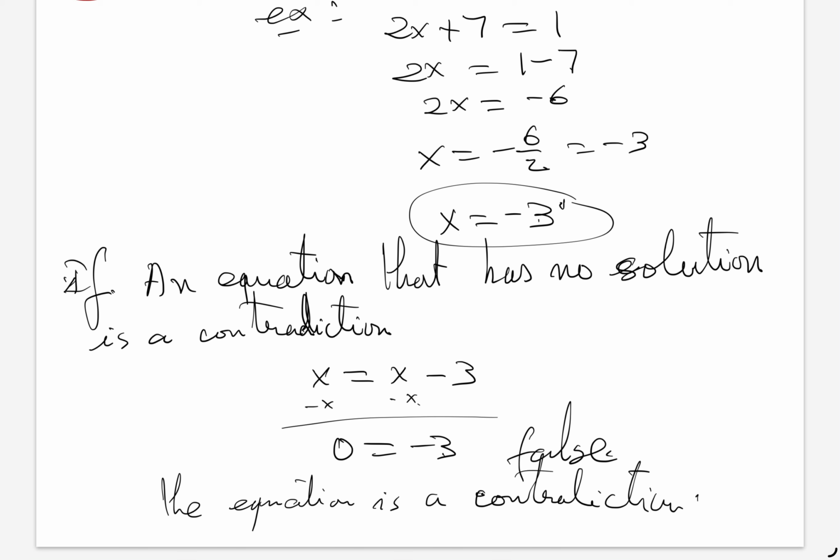And you can have many of those also. That's why the equation is called a contradiction. Let me give you a couple examples here. Just to recap, to summarize each of those, let me give you a couple examples.